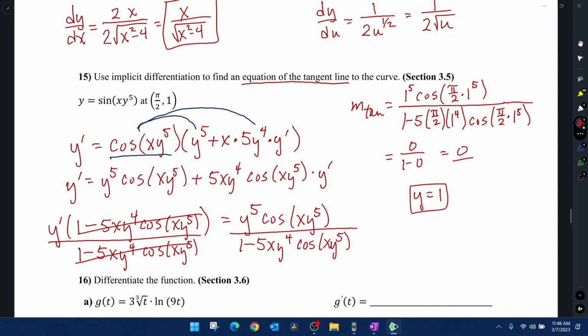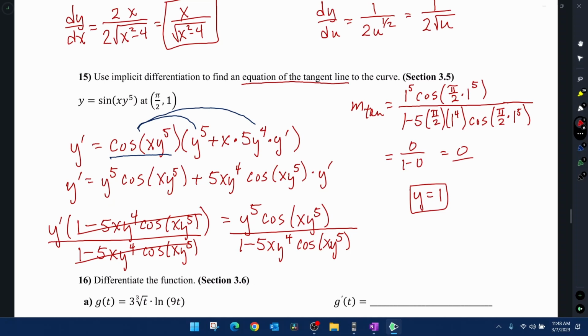Why is y 1? Because of the point. I did check this on Desmos as well. Graphing this thing in Desmos is freaking weird looking, but when you look at this point, it is definitely horizontal.